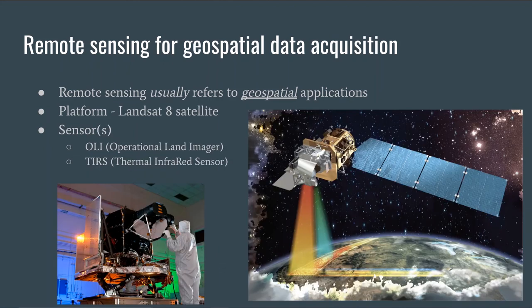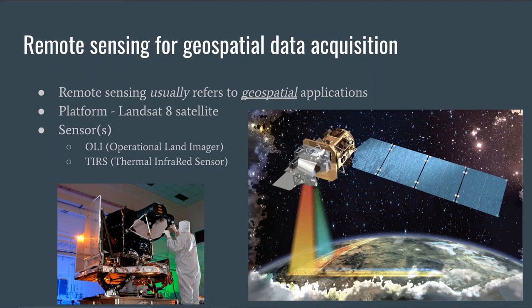For a true remote sensing example, this is a drawing of one of the Landsat satellites that collects data on Earth's surface. In this case, the platform is the Landsat 8 satellite. There's been 8 different Landsats, each one of them is a satellite, and it's a platform for these different sensors that take images of the Earth.